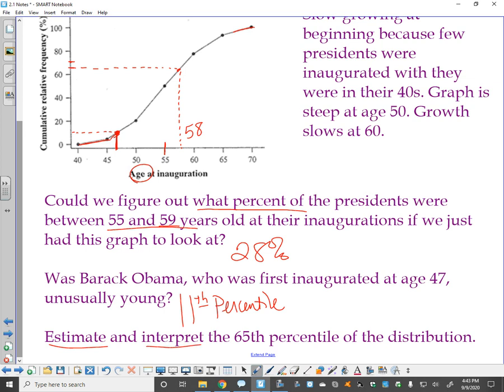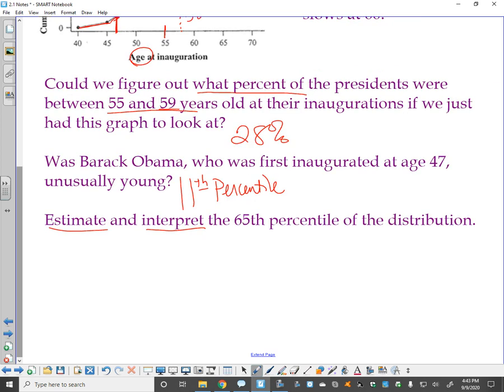Estimate and interpret the 65th percentile of the distribution. Okay, so I'm going to talk and say what I think it is. And then I want you to pause and write it. And then rewind it and listen to it one more time. Okay? But don't try to write while I'm talking. Just soak it in first.